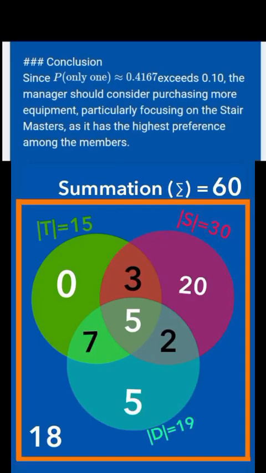Therefore, we make a conclusion that since the probability of only 1 is 0.4167, it exceeds 0.10 that we were given in the question. So we need to advise the manager to purchase more equipment, particularly focusing on the stairmasters, because it is the one with the highest probability, the one that is most preferable by the members.